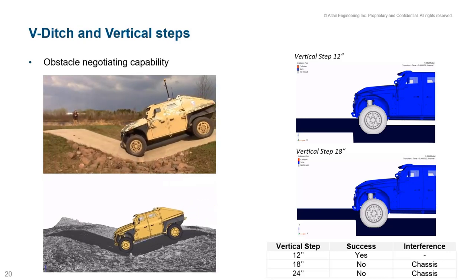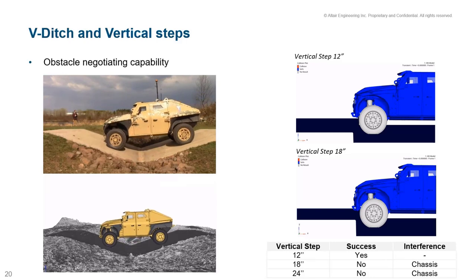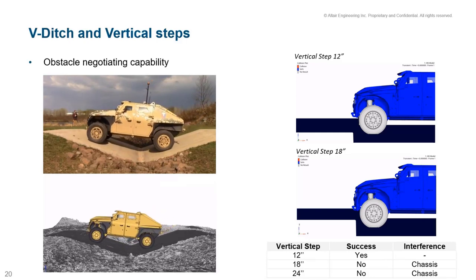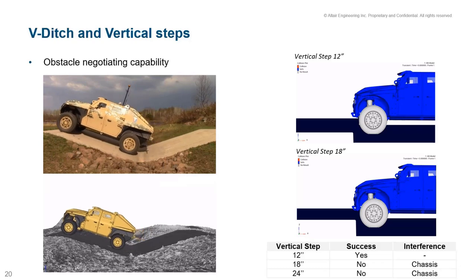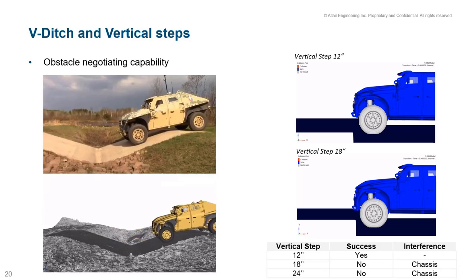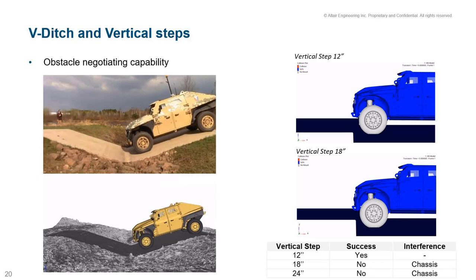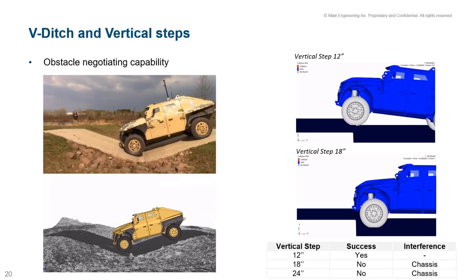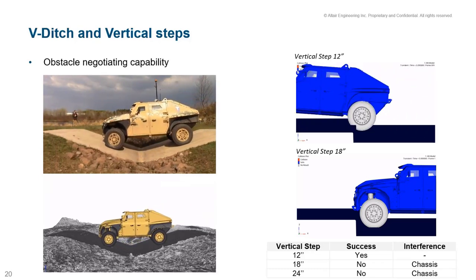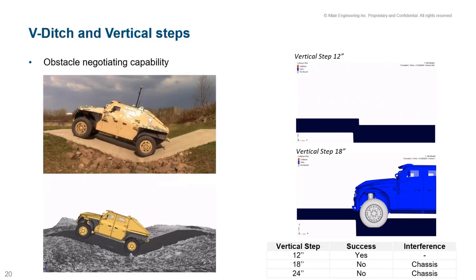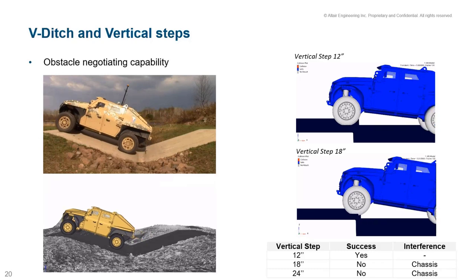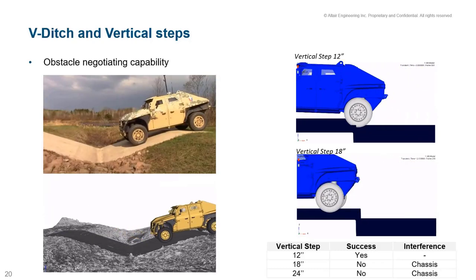Then there were the vertical steps, which are basically these steps on the road that the vehicle has to cross. Three main tests were performed, with 12 inches, 18 inches, and 24. With the 12 inches, you see that the vehicle performed well, I mean, it passed through the obstacle without hitting the body. With the 18 inches though, it hit the front when it started, and then at the end it also hit the body.